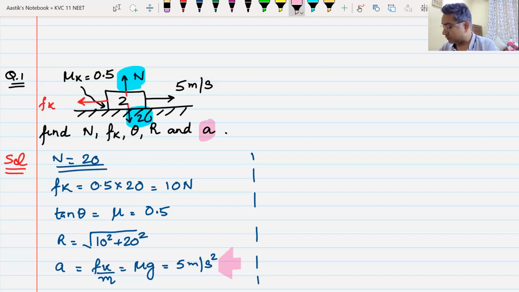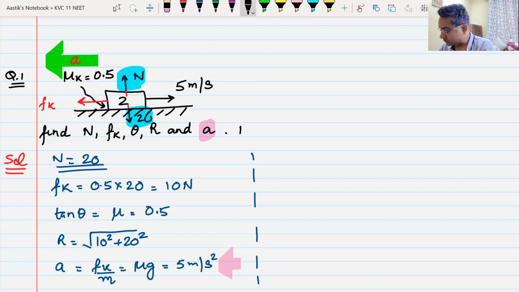So they can now ask you, find. So see, this body is moving forward. But as you can see, acceleration is backwards. Yes or no? This acceleration is backwards. The body is moving forward, but the acceleration is backward. So what will happen? This body is going to stop somewhere. Yes or no? The body is going to stop. That is the next question.